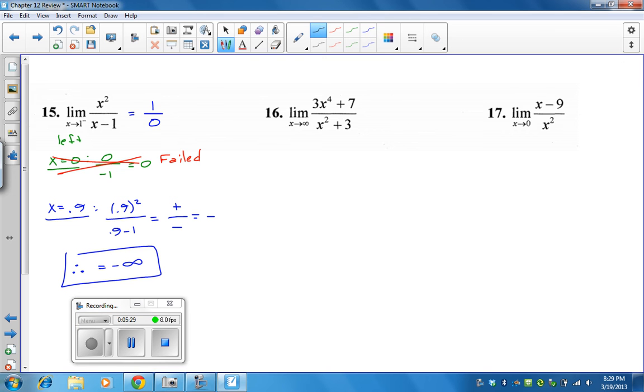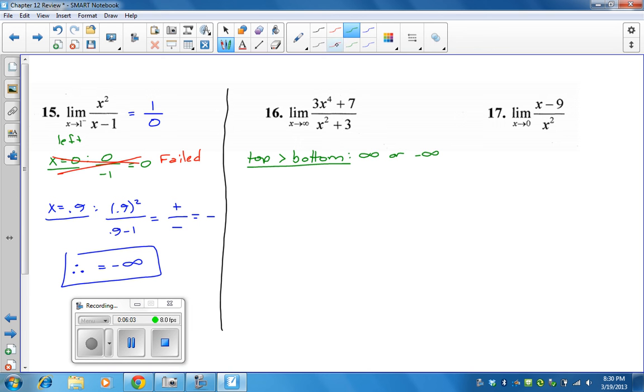Okay, number 16. Limit is approaching infinity, so this is another one where you get to look at the degree on top and bottom. And in this case, my top degree is greater than the bottom degree. And if your top degree is greater than the bottom degree, that means your answer is either going to be infinity or negative infinity. And the way you determine whether it's positive or negative is you think, alright, x is approaching a huge positive number, and I want to know whether this fraction is going to be positive or negative.